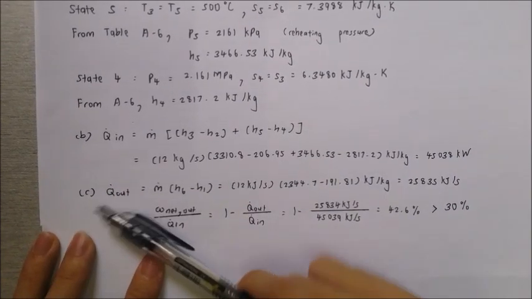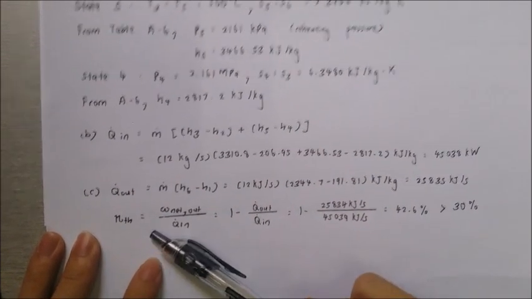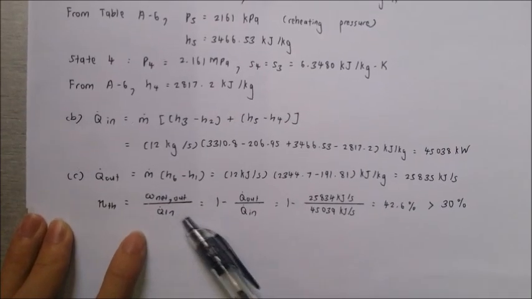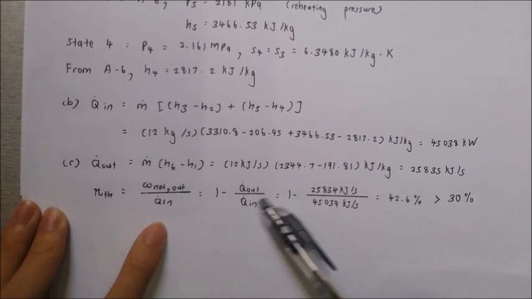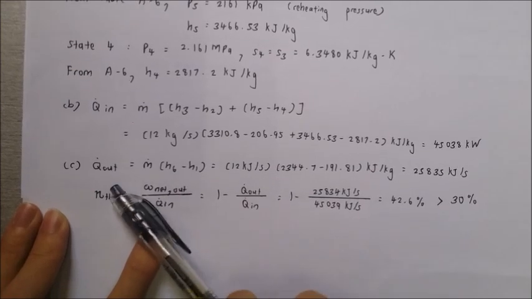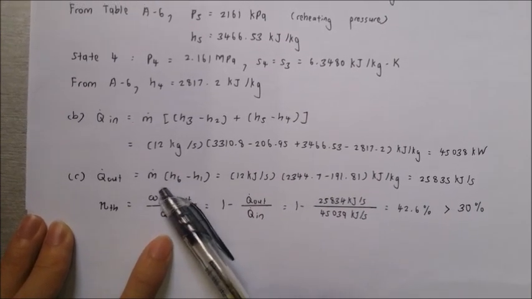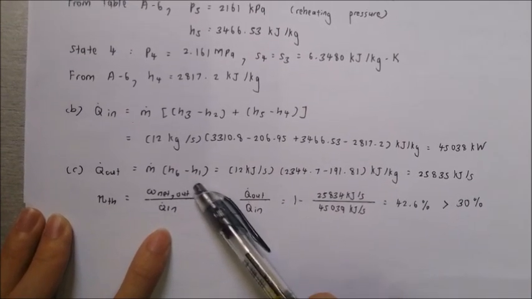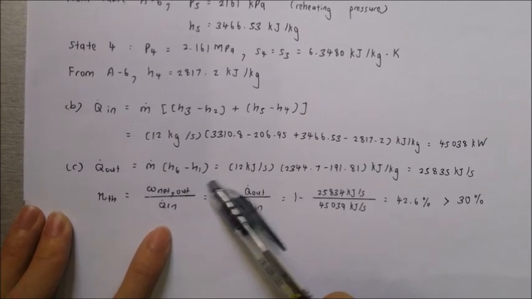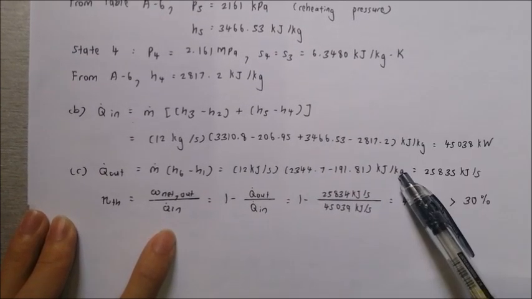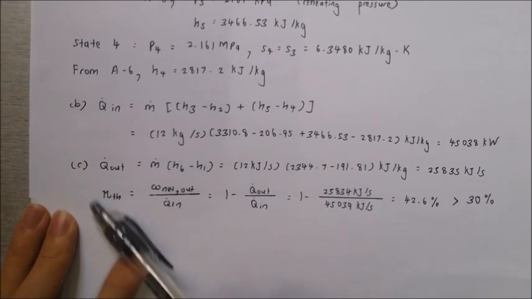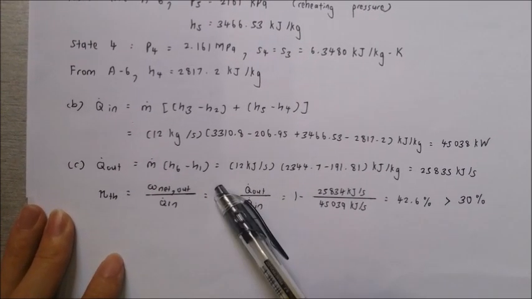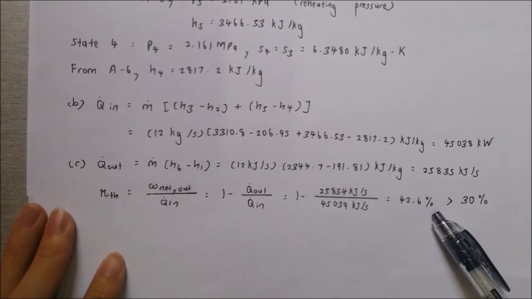For C, the thermal efficiency of the Rankine cycle is equal to W net out over Q in. We expand that, and it equals 1 minus Q out over Q in. So what is Q out? Q out equals m times (H6 minus H1), and we substitute in the values we found before, and it equals 25,835 kilojoule per second. We substitute into the thermal efficiency, and we get 42.6%.